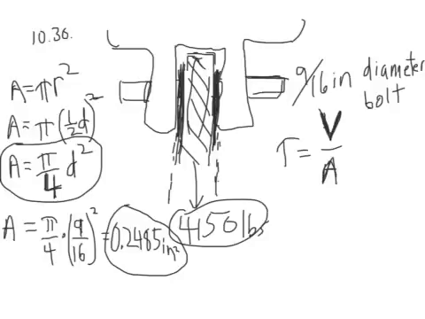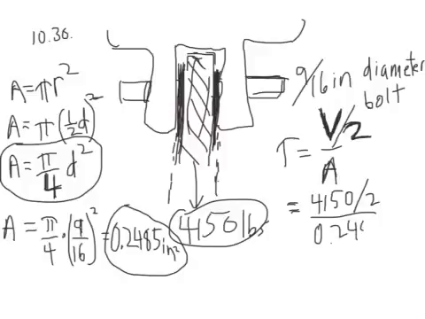But the important point here is that force is distributed over these two places. So really, we should put in V over 2 because we have a double shear going on here. So let's put in our shear force and divide it by 2, and then divide by the surface area. And this was pounds per square inch.